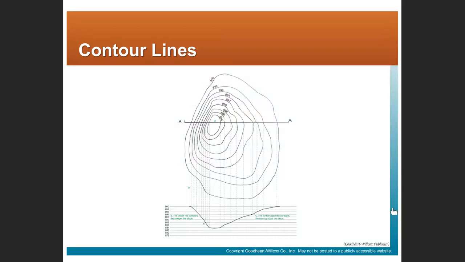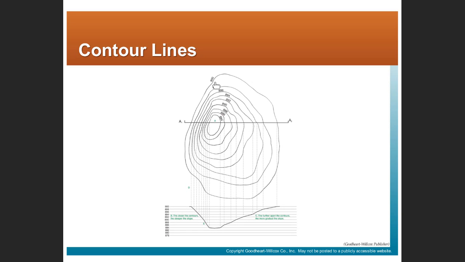So here are our contour lines. This is figure 8.5 in the textbook. It's a little hard to see on the slide, but you see contour lines that are in 2-foot increments. So 884, 880, starting in the lowest area, the depression. That's 884, 886. And numbers are increasing, right?